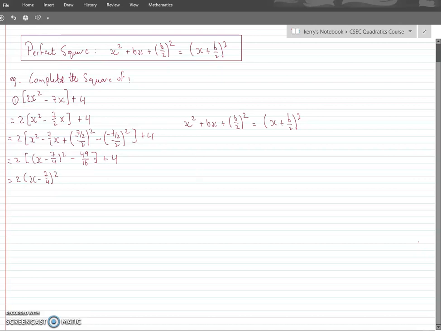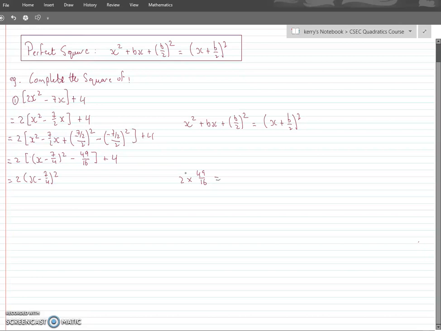This is what I'm doing these couple of questions for, to show all of the fractions. So we want to see what 2 by 49 over 16 is, as this external 2, when we expand the brackets, 2 by 49 over 16.